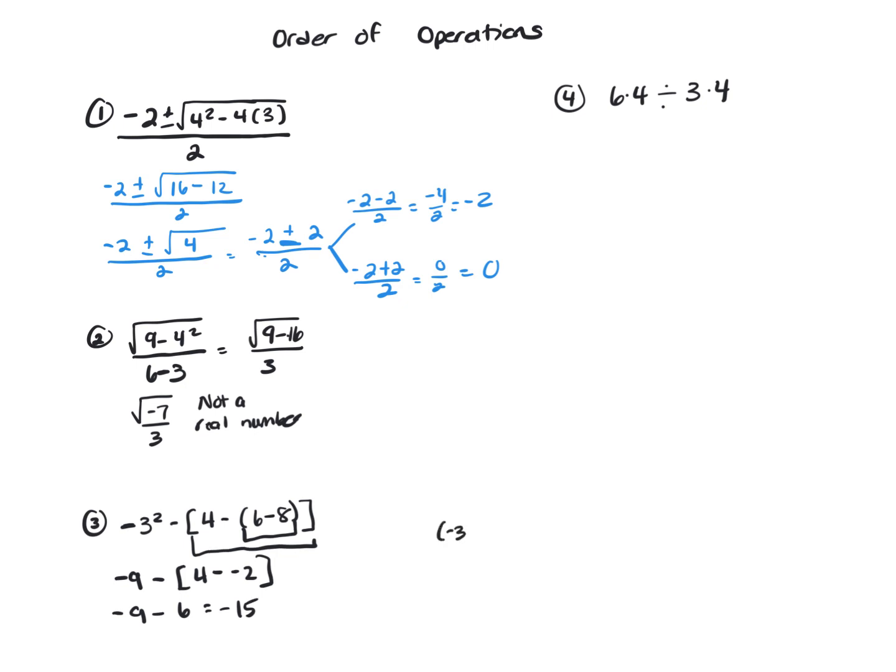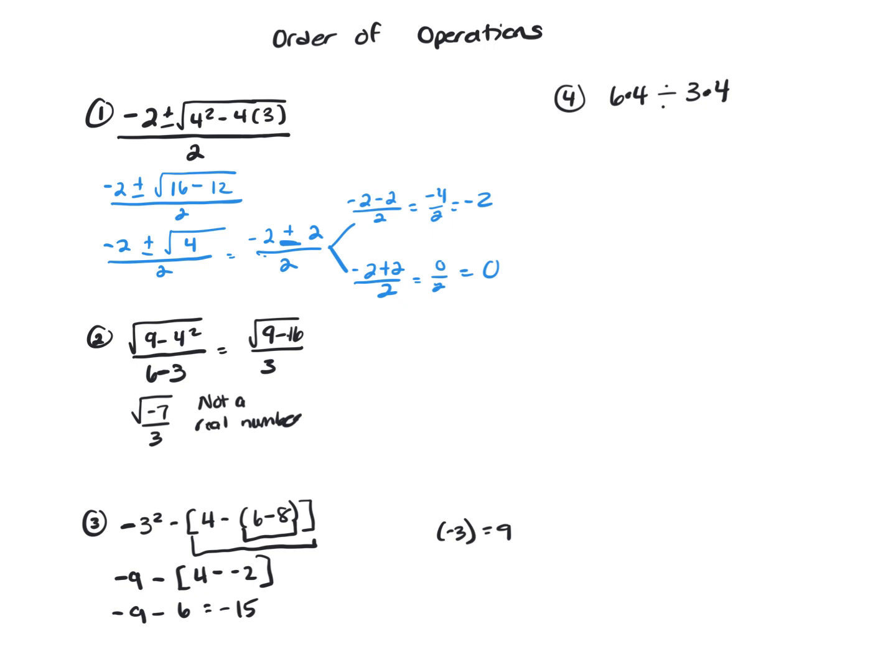Now, if you had -3 and it was in parentheses, I hope so. -3 squared is positive 9. The negative has to be included inside parentheses.